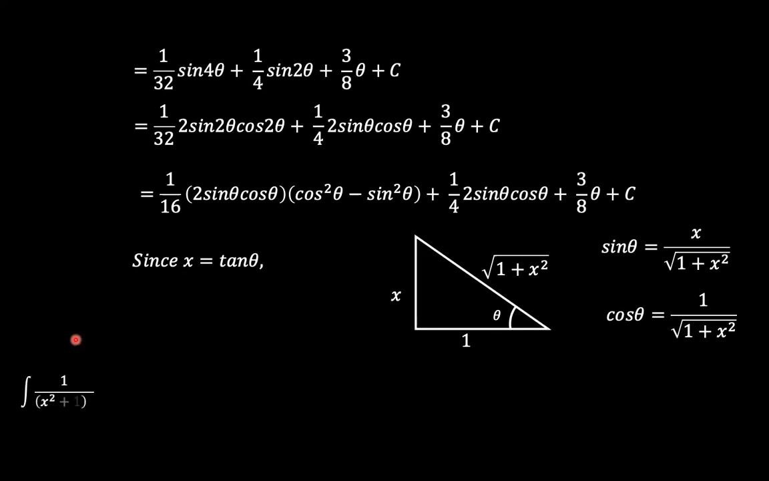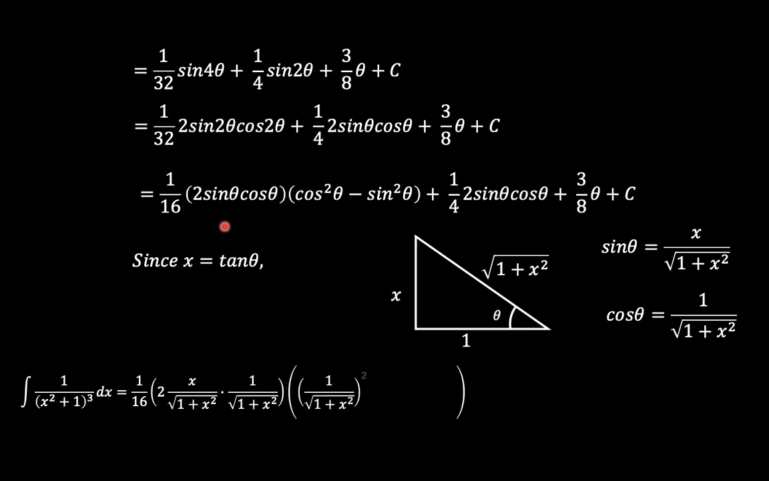So therefore the integral of 1 over (x squared plus 1) cubed is the same as 1 over 16 times 2. In place of sine theta we have x over the square root of 1 plus x squared. In place of cosine theta we have 1 over the square root of 1 plus x squared. And times, in brackets, in place of cosine squared theta we have the square of 1 over the square root of 1 plus x squared, minus, in place of sine squared theta, the square of x over the square root of 1 plus x squared.